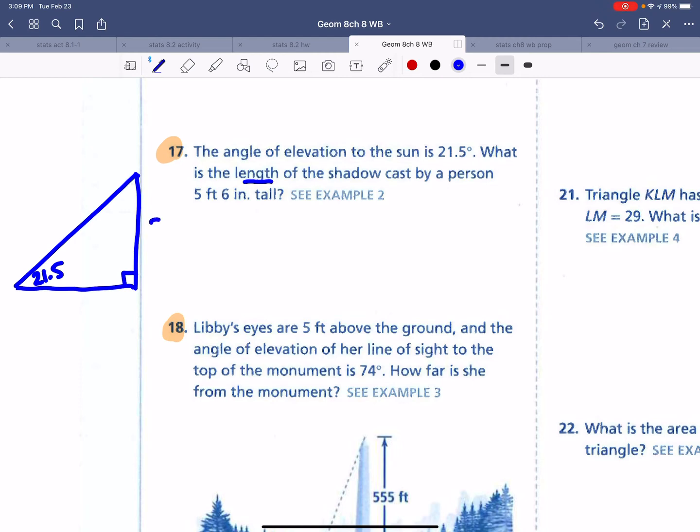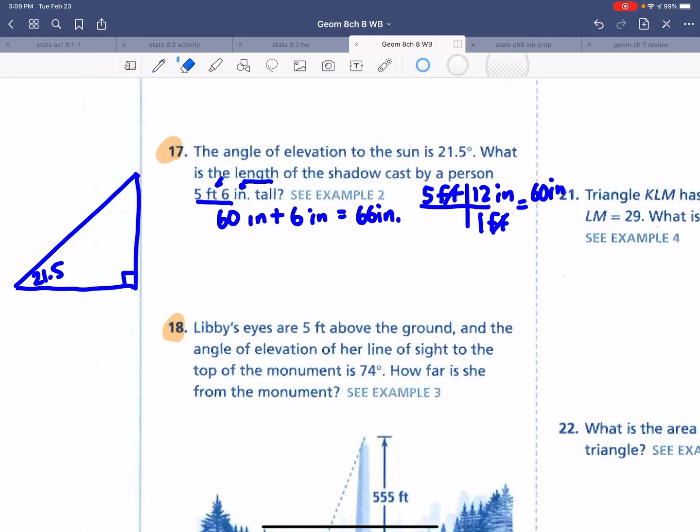So this is 5 feet. What is the length of the shadow? Okay, so I can't list it in feet and inches. So let's see. If this is feet, 1 foot is 12 inches, so that would be 60 inches. Notice this would cancel. Okay, so this would be 60 inches plus another 6 inches, so that would be 66 inches. Okay, I think that would be safer.